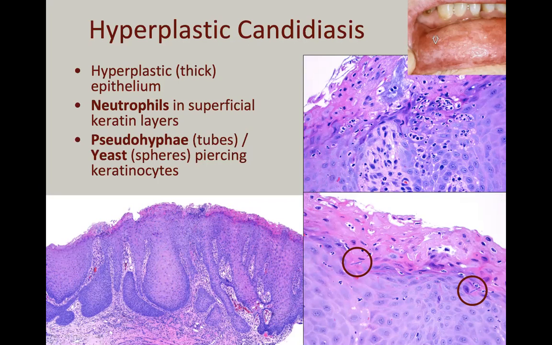There can be underlying dysplasia sometimes in hyperplastic candidiasis, so we have to exclude that there may not be some underlying dysplastic lesion in this patient as well. Sometimes we ask the clinicians to treat the candidiasis and then rebiopsy if dysplasia is still a concern.